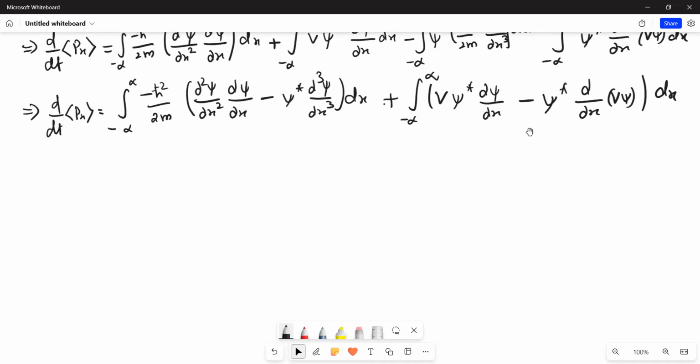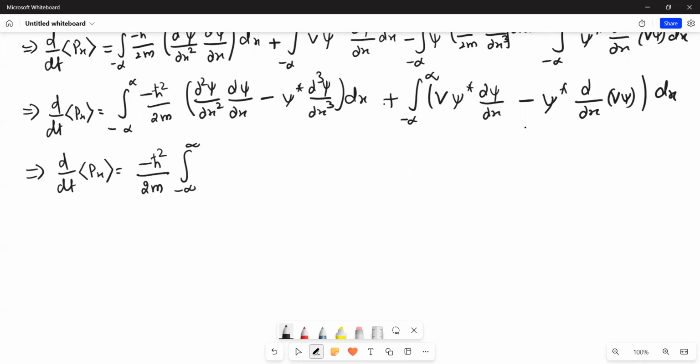Here, what I am going to do, and again we need to make one small simplification on this. So d by dt of the expectation value of px, that is nothing but the integral over minus infinity to plus infinity. Here I am going to take the minus h cross square by 2m on the outside.